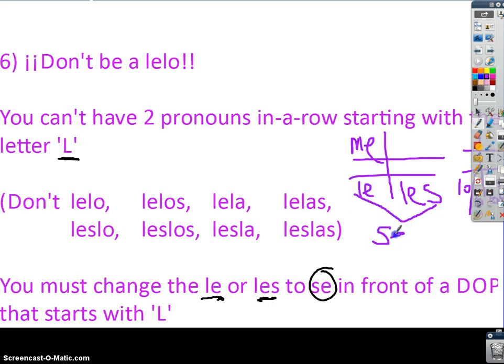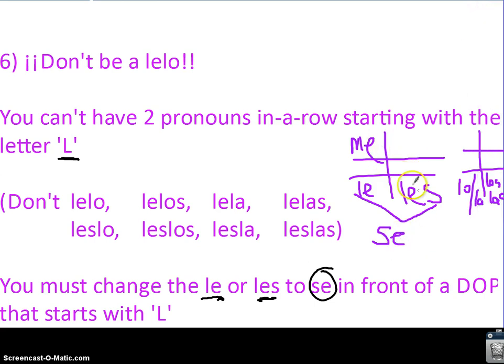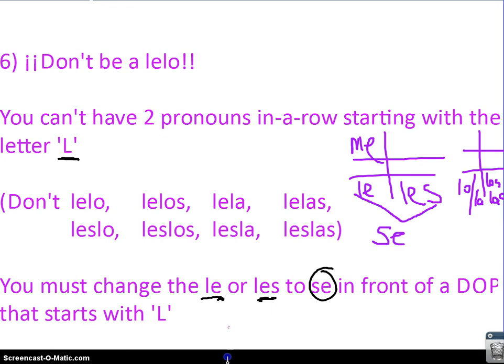You guys don't have to have this ugly illustration in your notes. You have to change le or les to se if you're putting le or les in front of lo, la, los, or las. Because you can't say le lo, but you can say se lo, se la, se los, se las. If this doesn't quite make sense, don't worry. We will be practicing this in class.